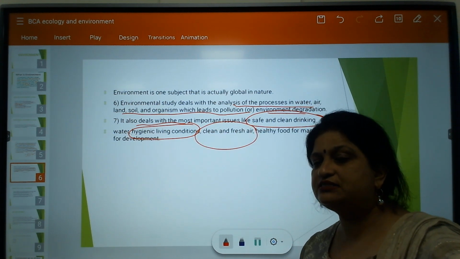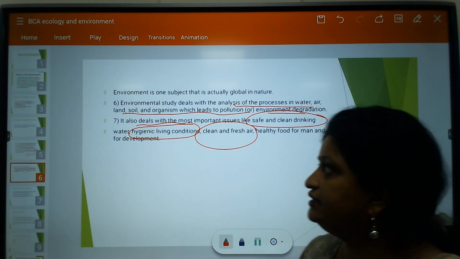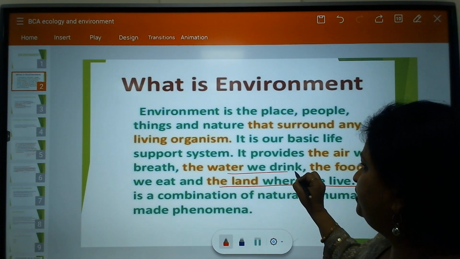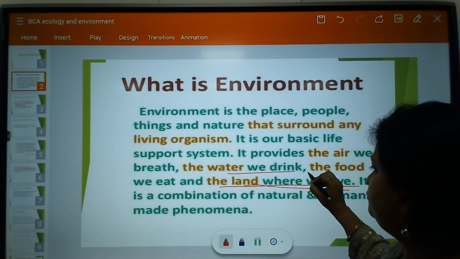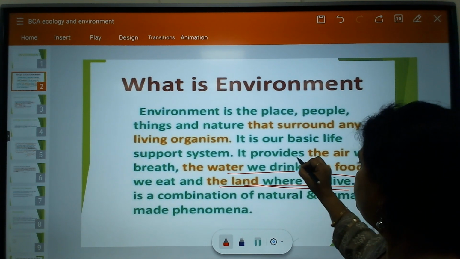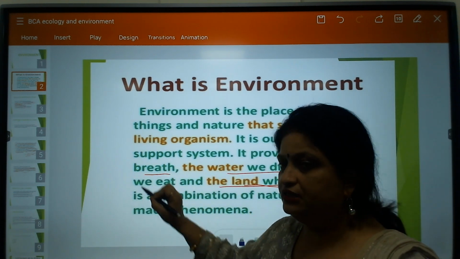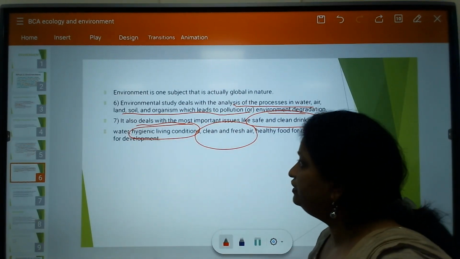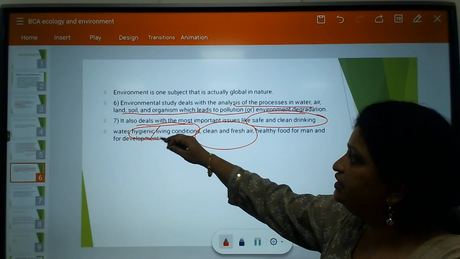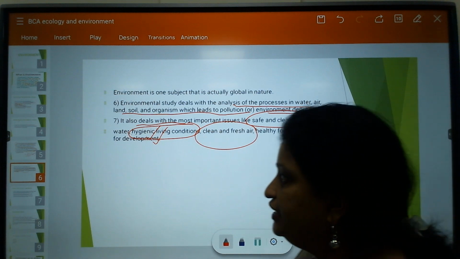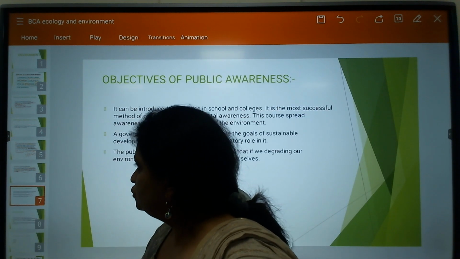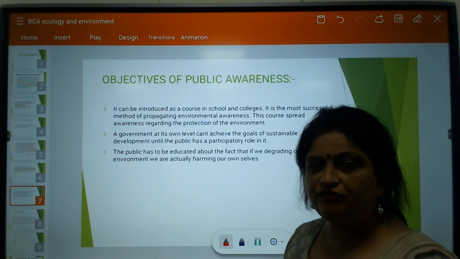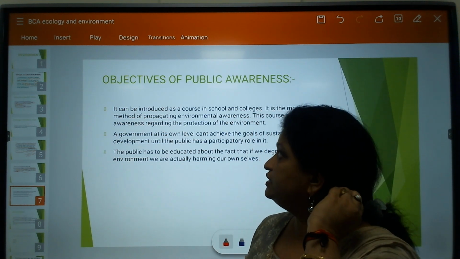The environment provides us, as we studied in the previous slide, the water we drink, the land where we live, the food we eat, and the air we breathe. So this is very important, so that all hygienic conditions we can avail. This is also a strong point, and the importance of environmental science is very important.